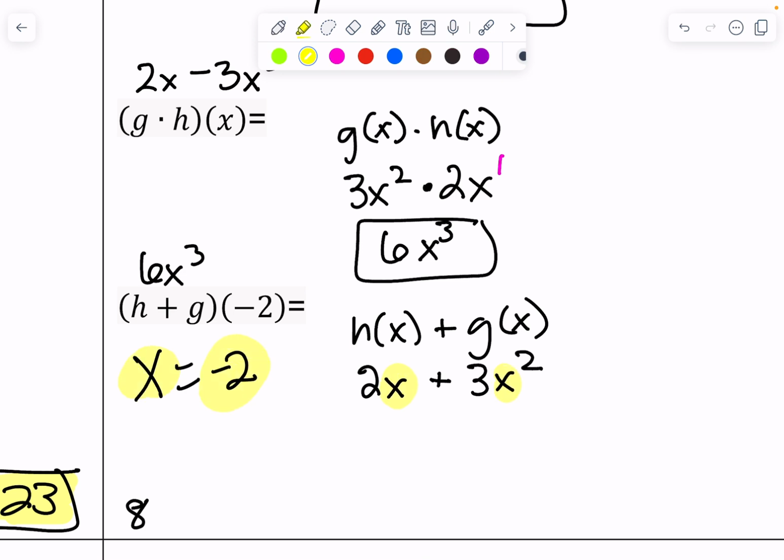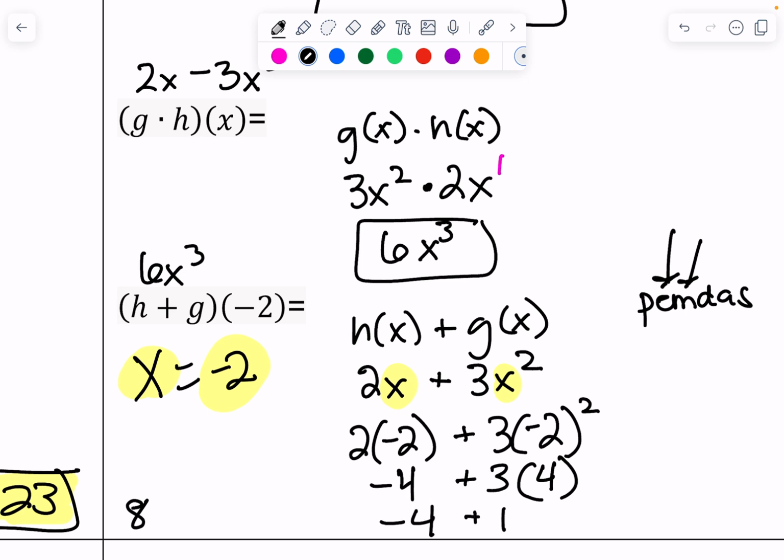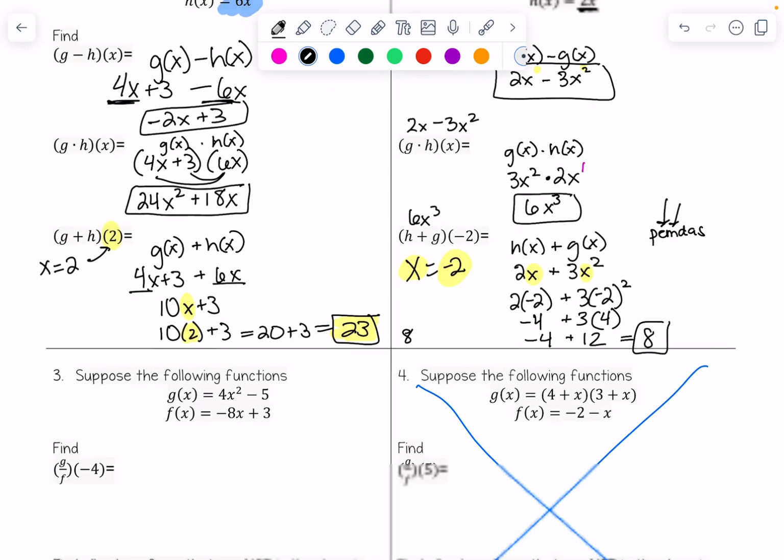So I have 2 x's, so both of them get replaced. 2 times negative 2 plus 3 times negative 2 squared. Please remember PEMDAS telling us to do exponents before multiplication. So here we go. That's going to turn into a 4 because we're going to do this first, then times 3, and this is going to be negative 4. So negative 4 plus 12 lands us at 8. Go ahead and take that down.